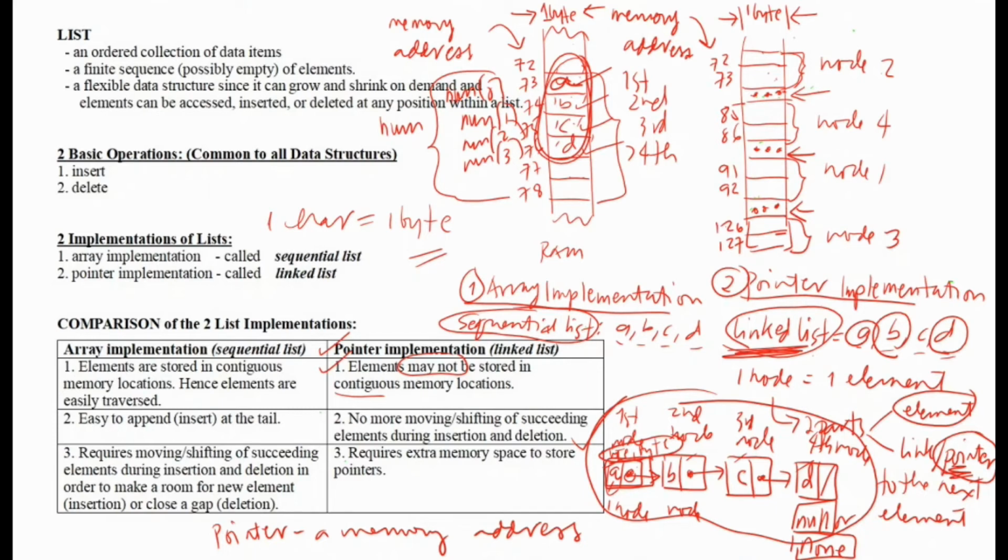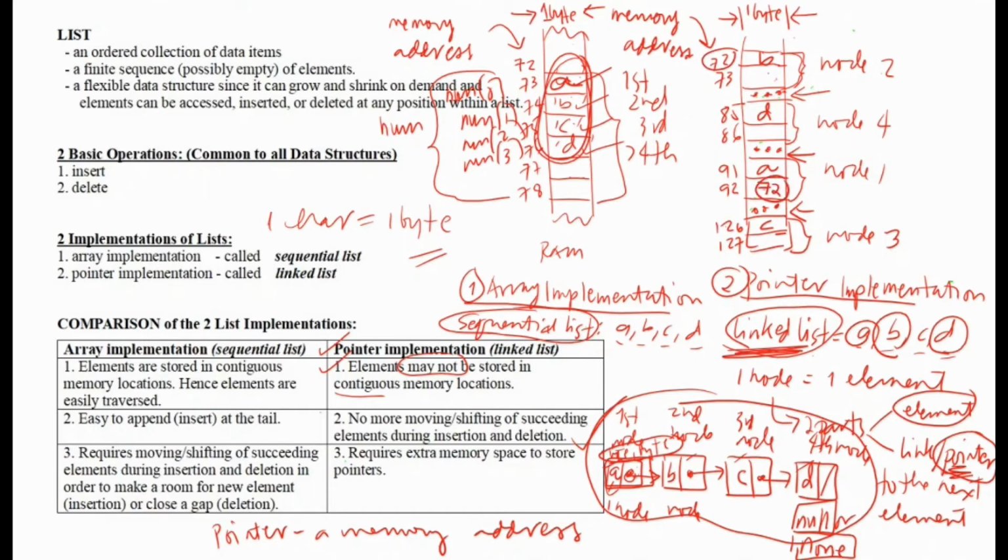Node 1 is containing A, so the first byte is A, and the second is the pointer, or the memory address of B. What is the memory address of B? B is node 2. So this is node 2, B, and node 3 is C, and node 4 is element D. Okay? So the value in here is the memory address of B, which is 72. So the value here is 72.